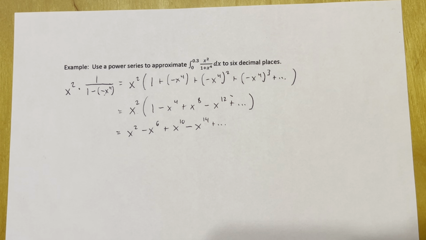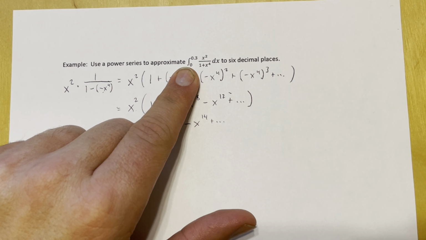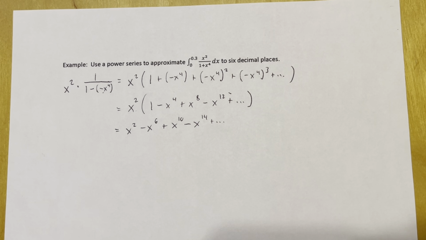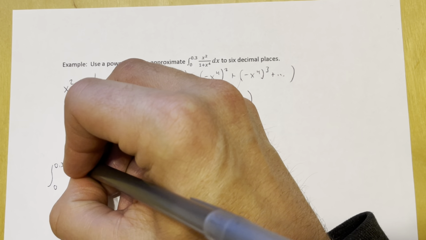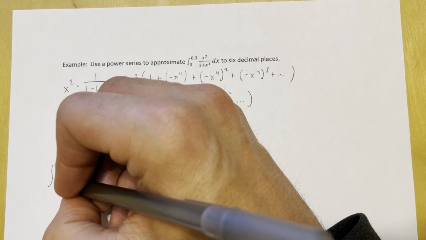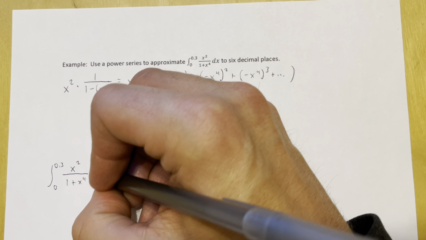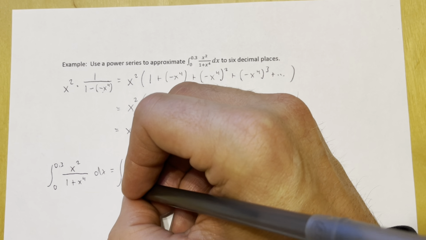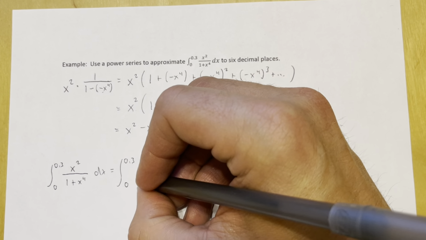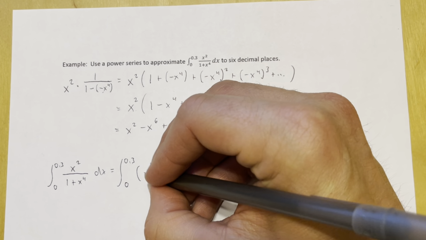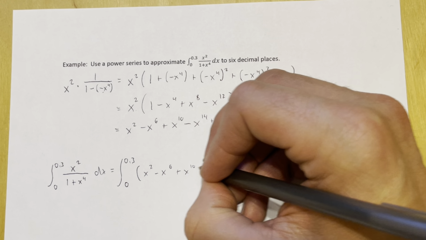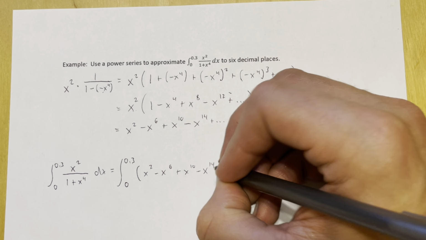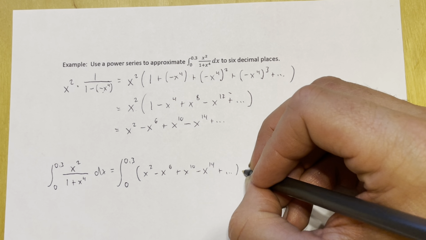Okay, so if I want to find this integral right here, the definite integral from 0 to 0.3 of x squared over 1 plus x to the 4th dx, that is the same thing as the definite integral from 0 to 0.3 of this power series, x squared minus x to the 6th plus x to the 10th minus x to the 14th plus dot, dot, dot dx.